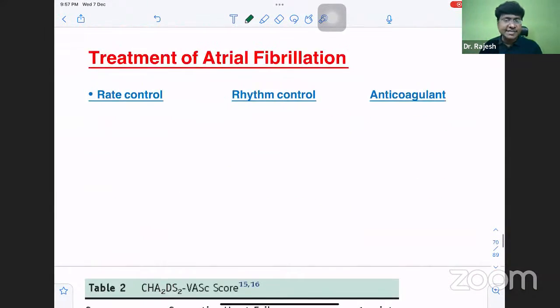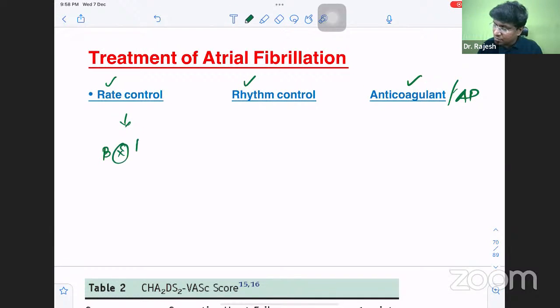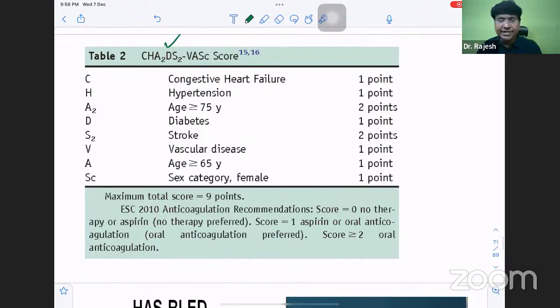And how will you treat this atrial fibrillation? Three things: rate control, rhythm control, and anticoagulation or antiplatelets. You should decide. For rate control, we give beta blockers or calcium channel blockers. For rhythm control, we give amiodarone, right? Or the other drug that you can give is ibutilide, right? Anticoagulants, whether to give or not, it all depends upon your CHA2DS2-VASc scoring system. And these are the parameters of your CHA2DS2-VASc scoring system.